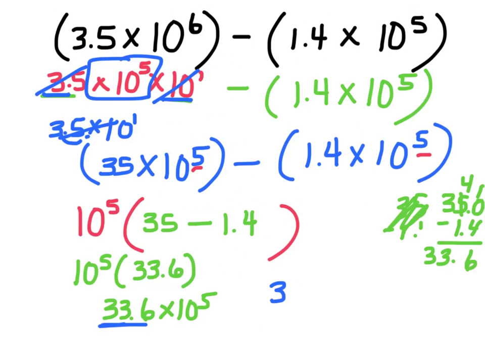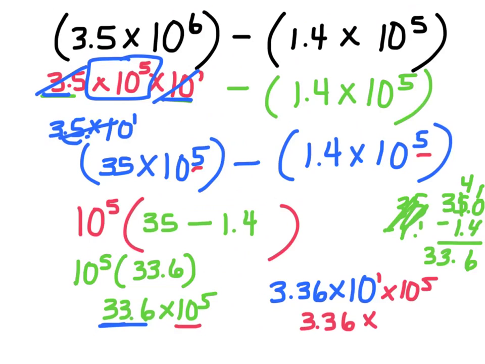I want that to say 3.36. Okay, I can't just rewrite it as 3.36. I need to rewrite it as 3.36 times 10 to the, well, if you think about it, to get it back to the 33, I'd need to move it over 1 to the right, so it's 10 to the 1st, and then I still have times 10 to the 5th. Okay, so my final answer is going to be 3.36 times 10 to the 6th power. Okay, and there is my solution.